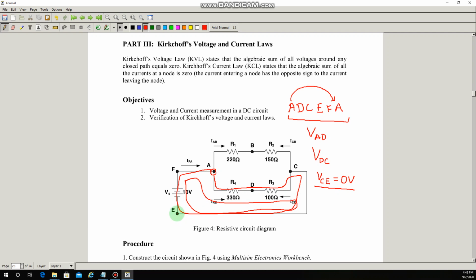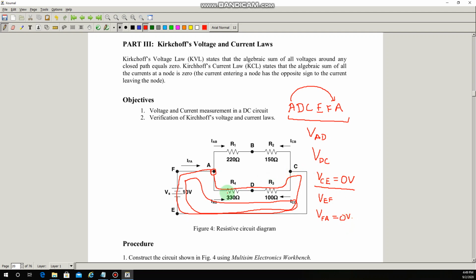Okay, now what are the other nodes in this path or in this loop? It is E and F. Okay, so we will talk about VEF. Then we have VFA. What about VFA? Again, we can identify that both A and F are two names for the same thing. So again, VFA will be equal to 0 volts.